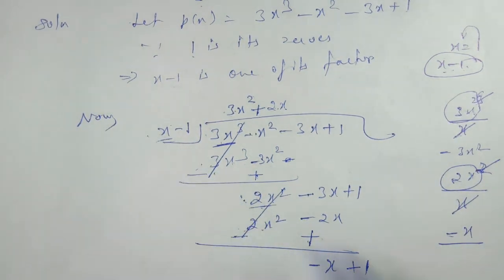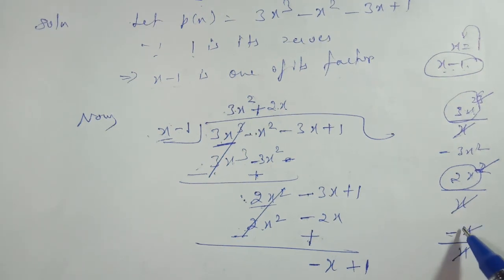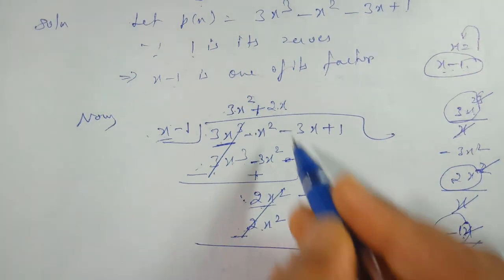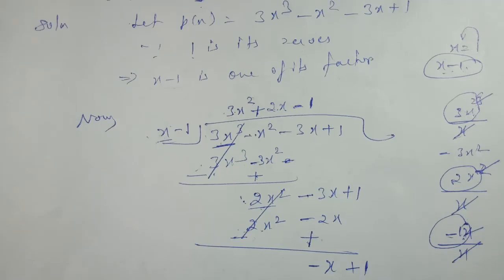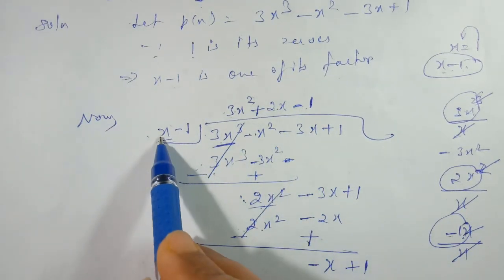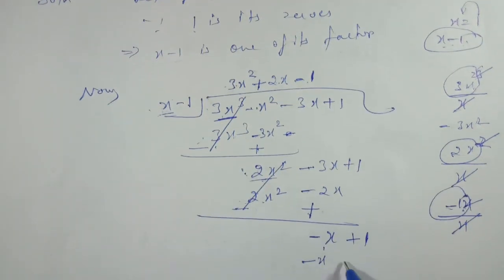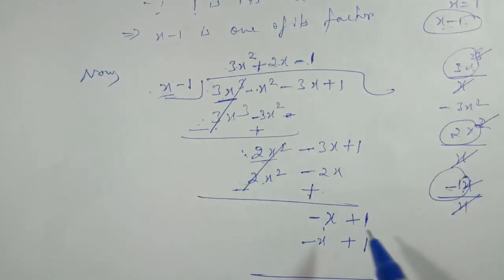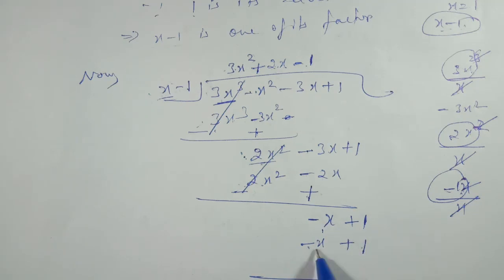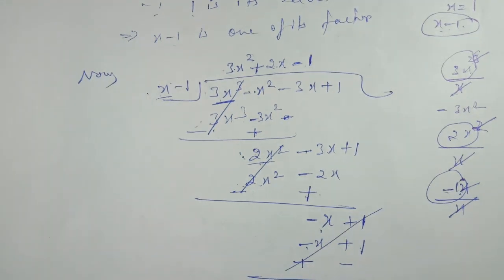Minus x, and here is x, so x will be cancelled. What is left? Minus 1, the next term of the question. Minus 1 when multiplied by x will give this term minus x, then minus minus plus 1 into 1 will give 1. Now we are observing both the terms are same, so this will be plus, plus will change into minus, and they both will be cancelled.